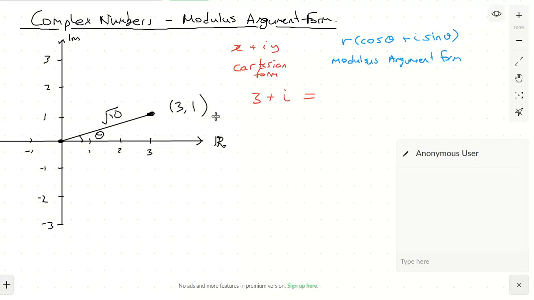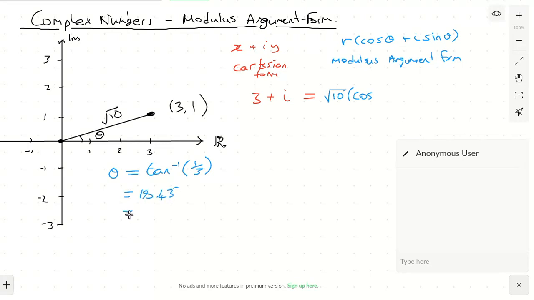Now, r is just the modulus, it's just the distance from the origin to your complex number, where it is on a complex plane. So that's going to be root 10 here, yeah? And then you're going to have cos of theta here. Now, theta is going to be inverse tan of 1 over 3, opposite over adjacent, and that equals 18.4 degrees.